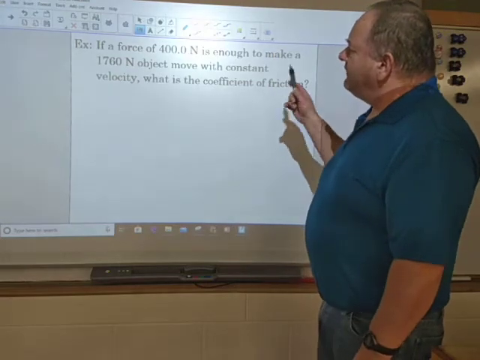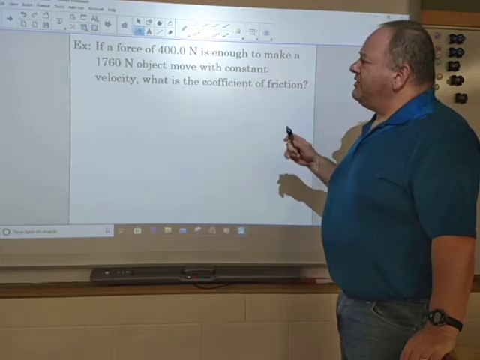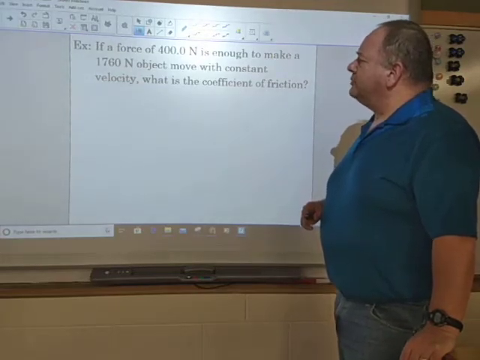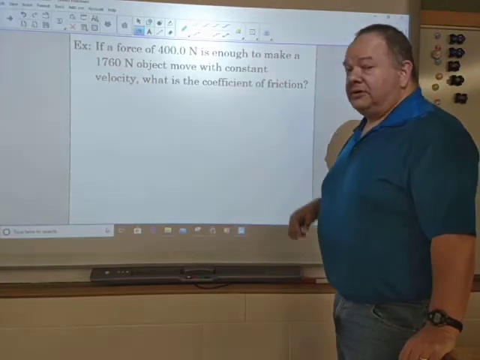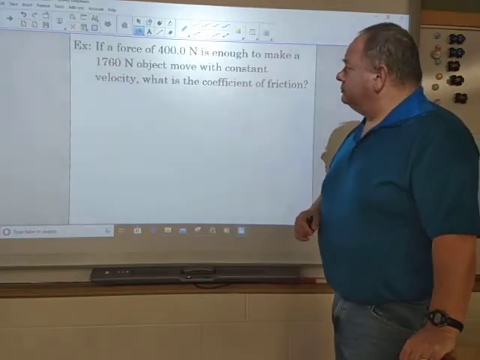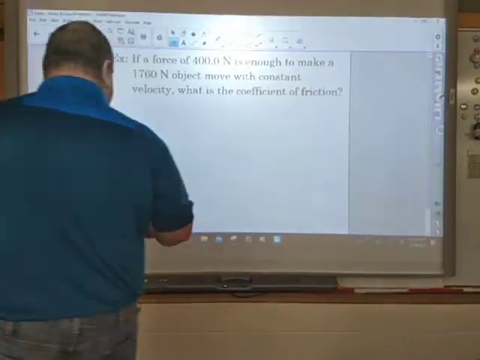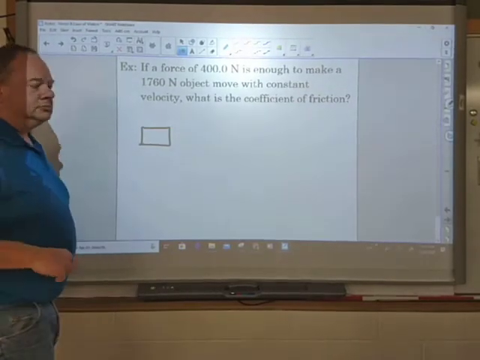So, if a force of 400.0 newtons is enough to make a 1,760 newton object move with constant velocity, what is the coefficient of friction? Now, there's some information there. We're going to need a free body diagram. So, I've got an object. I like to draw simple objects. There we go. That'll work.